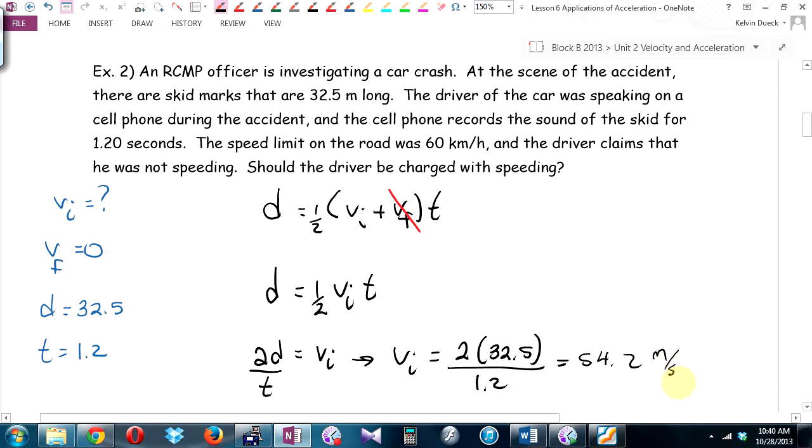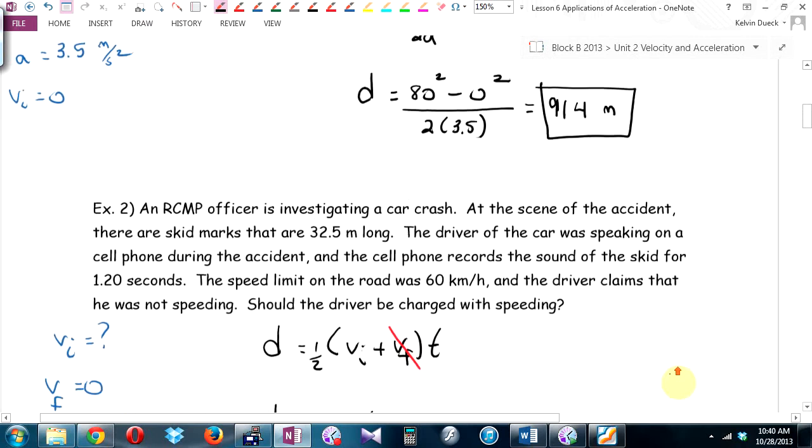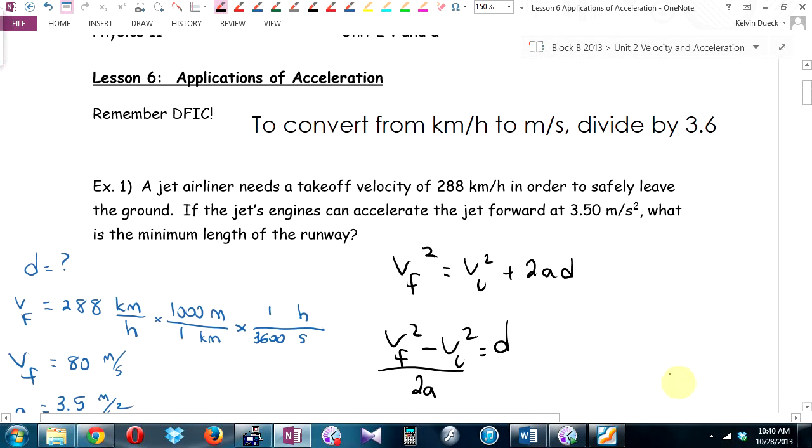How do I go from meters per second to kilometers per hour? Well, how did I go from kilometers per hour to meters per second? What did we say up here? What about going the other way? Instead of dividing by 3.6, what? Okay.